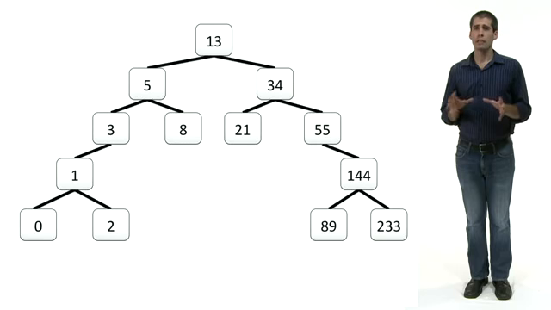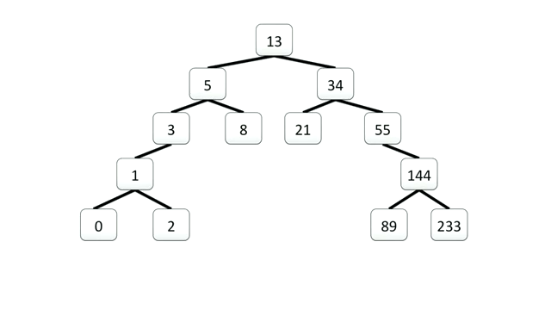For those of you who've never seen a computer science tree before, let me begin by telling you that a computer science tree grows downwards. Yes, unlike trees you're accustomed to, the root of a computer science tree is at the top, and the leaves are at the bottom. Each little box is called a node, and the nodes are connected to each other via edges. So the root of this tree is a node with value 13, which has two children nodes with values 5 and 34.